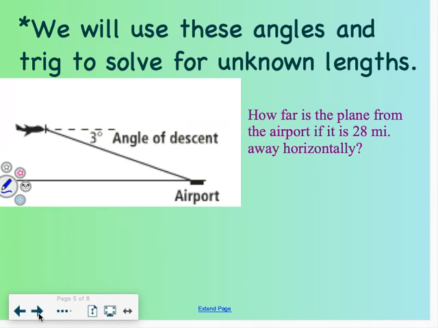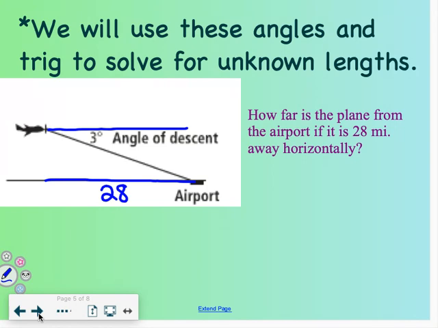We're given the picture where we have this airplane, angle of descent is 3 degrees, and it says how far is the plane from the airport if it is 28 miles away horizontal. So we can set this problem up two separate ways. This distance here, whether you want to focus on it on the ground or in the air, is 28 miles away. And now what we are trying to do is find this measurement right here in red. We're trying to find how far away is that airplane from the airport.